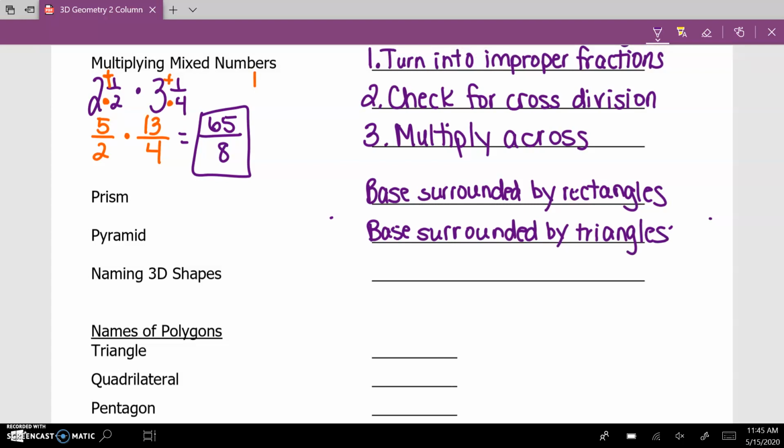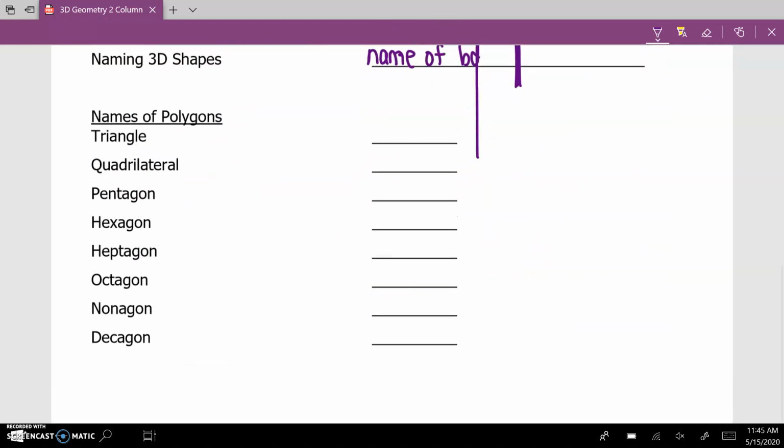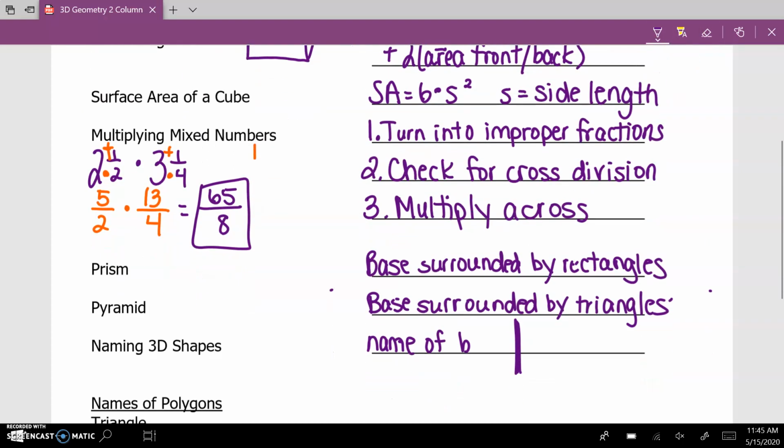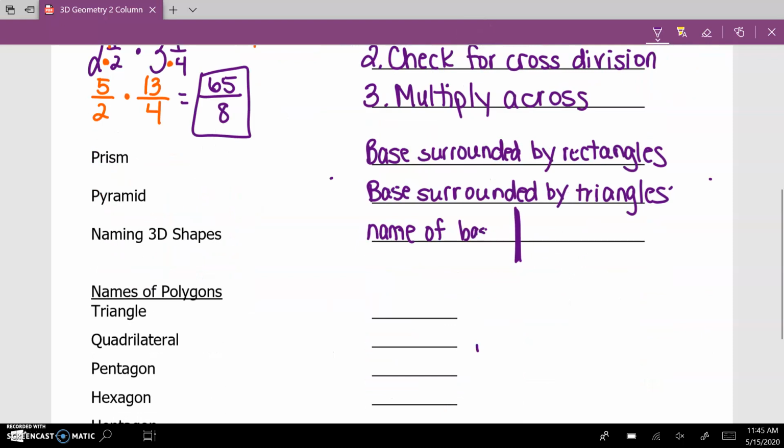And then naming three-dimensional shapes. Remember, they have two parts to their name. The first part is the name of the base. And then the second part would be, is it a prism or a pyramid? So if there's questions that ask you to name a three-dimensional shape, just remember it would be like a triangular prism, a pentagonal pyramid, things like that.